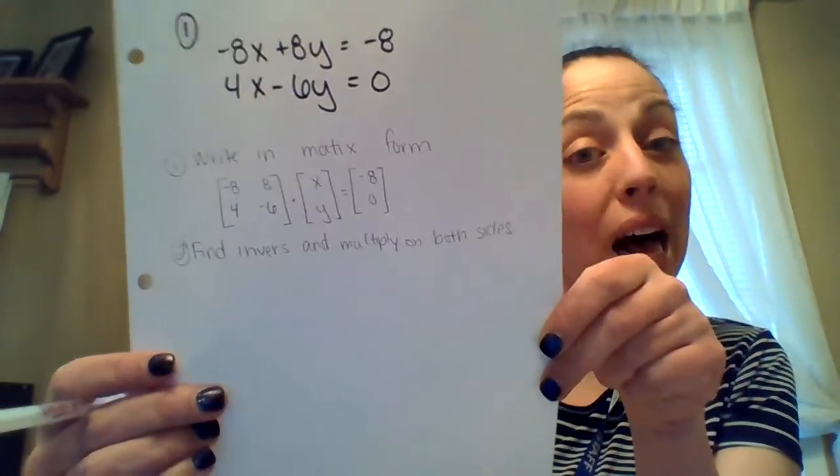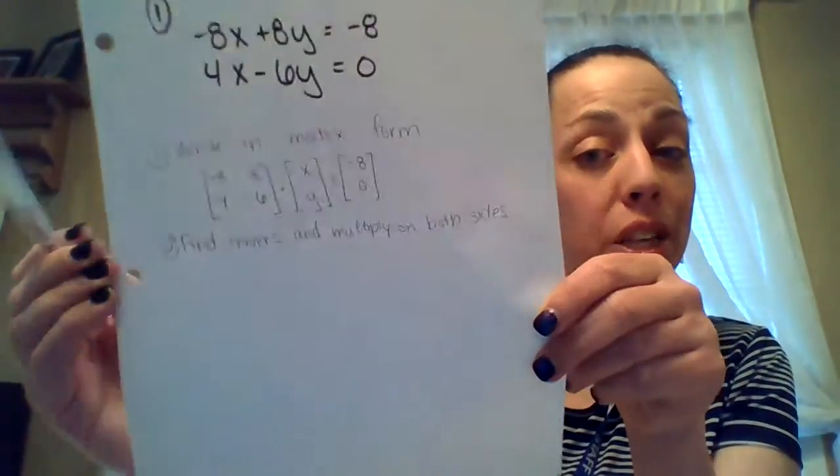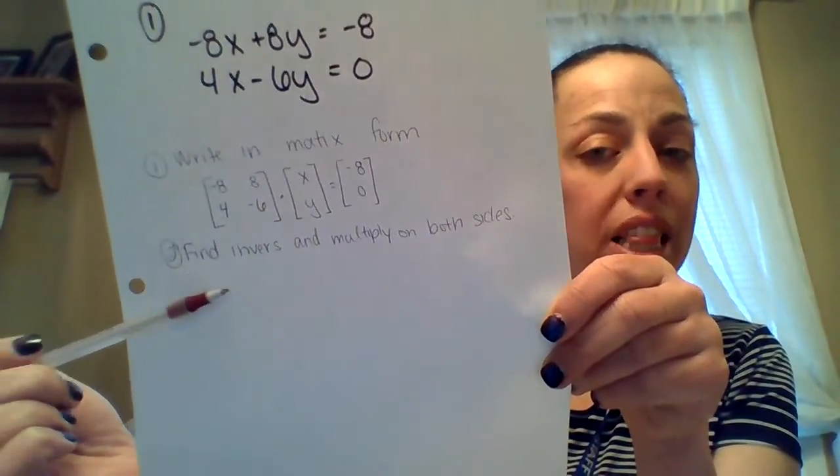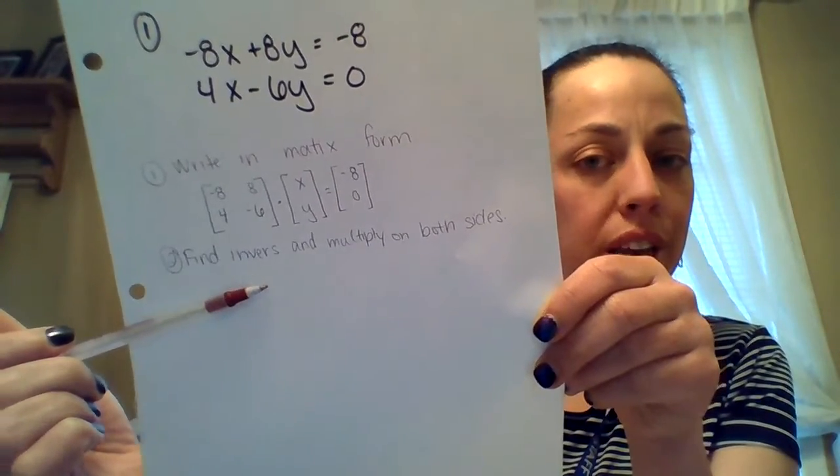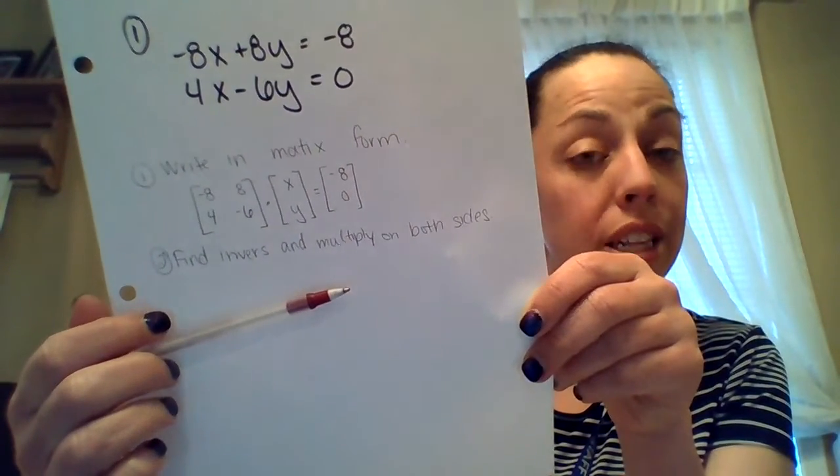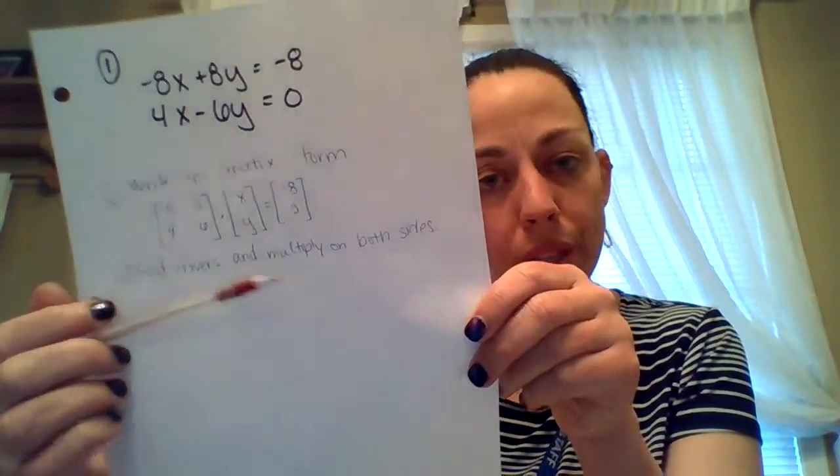Now there is only one thing here that is a square matrix. We're going to find the inverse of that square matrix, and then we're going to multiply it on both sides, of course, because this is a math class. Whatever we do on one side, we have to do the other side to find our solution. So our square matrix is the negative 8, 8, 4, negative 6.